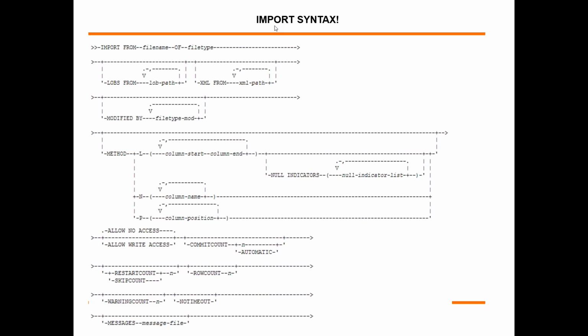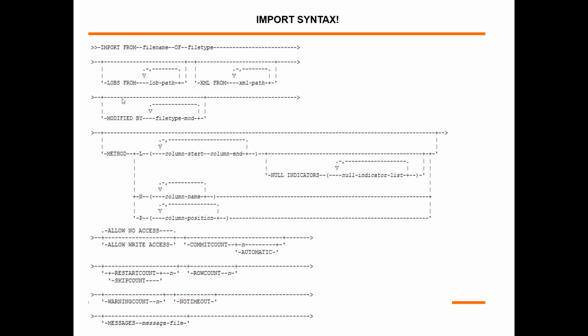Which is the exact opposite of export. It imports the data into the database. Same: import from a file name of a file type. If you have LOBs, if you have XMLs, you have modified clauses. This is method N, which we already looked at in the import. But method L, column start and column end, you can import using the column position.